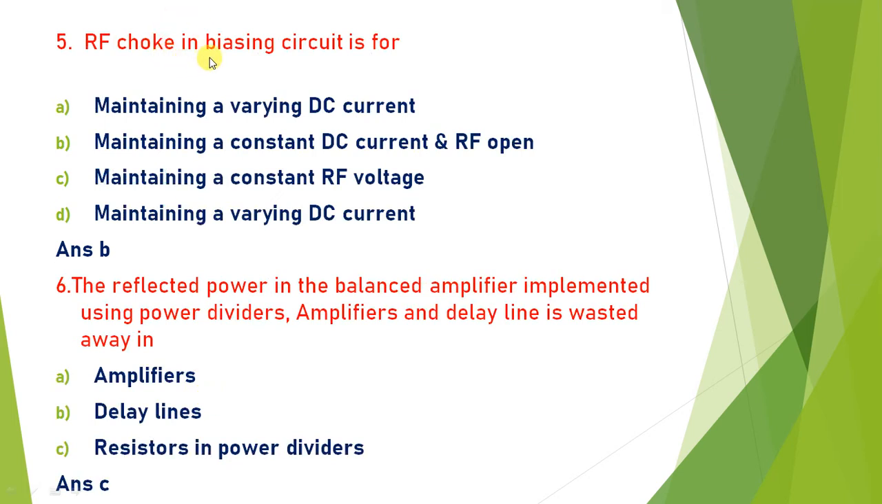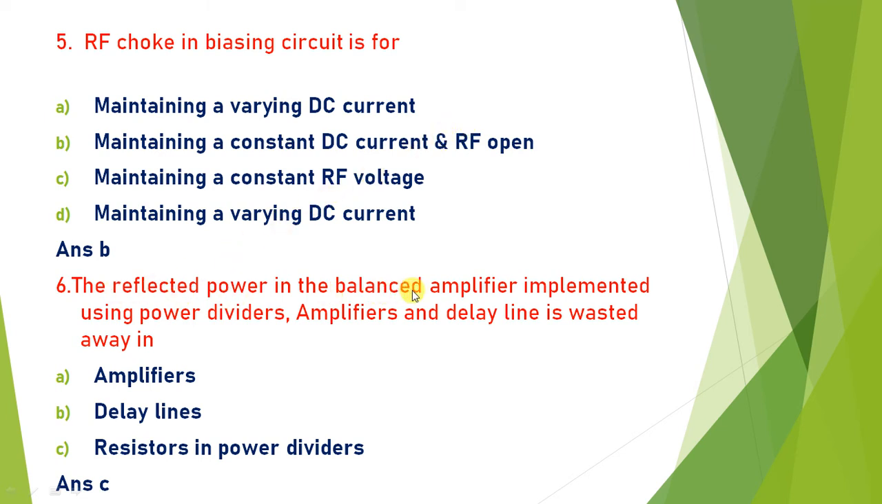An RF choke in a DC biasing circuit is used for, so generally the choke is used in a biasing circuit, generally in a transistor biasing circuit, to maintain the constant output current, and to provide an open to radio frequency. So the answer is B, to maintain a constant DC current as well as RF open.